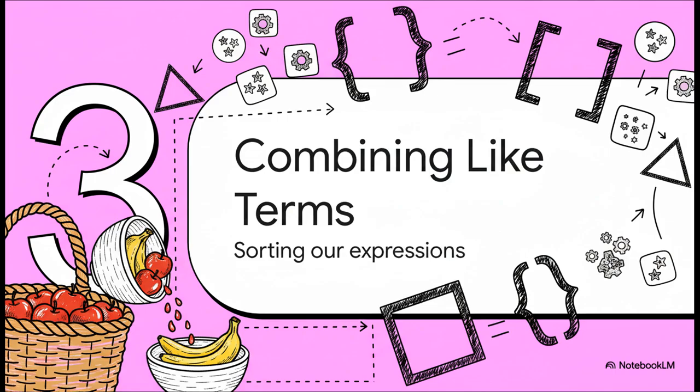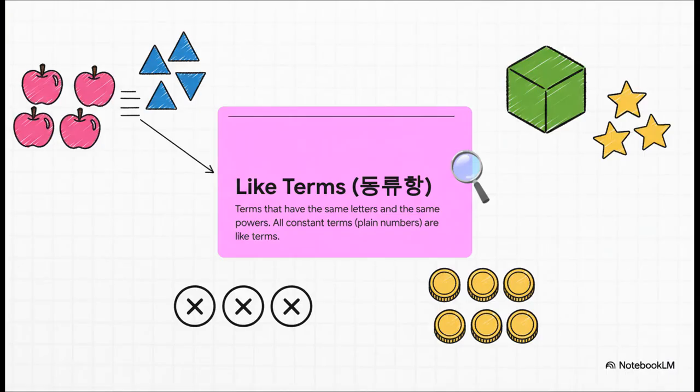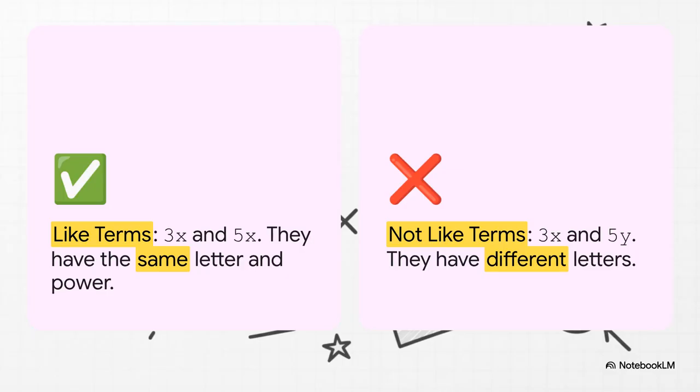So, what's next? Well, sometimes our math expressions can look a little messy, so we need to tidy them up. I want you to think about it like sorting your laundry. You put all the socks in one pile, all the t-shirts in another pile. We do the exact same thing in algebra. And these things that we can group together, we call them like terms. The rule is super simple. For terms to be like, they have to have the exact same variable part. That means the same letter and the same little power attached to it. And what about plain old numbers with no letters? Well, they're like terms with each other. All the plain numbers can go in their own pile. Okay, let's look at some examples to make this crystal clear.